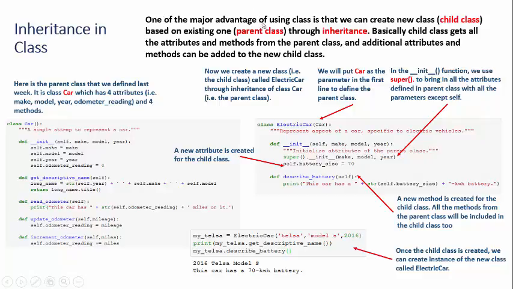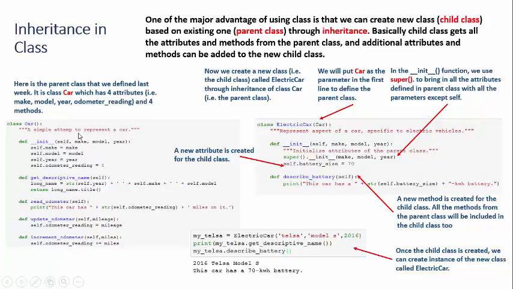One of the major advantages of using class is that we can create a new class called child class based on existing ones called parent class through inheritance. Basically, the child class gets all the attributes and methods from the parent class, and additional attributes and methods can be added to the new child class, which sounds very simple, but in reality, there are some steps to better illustrate that. For example, last week we created a class called car.